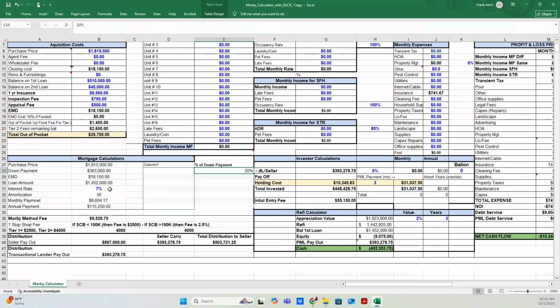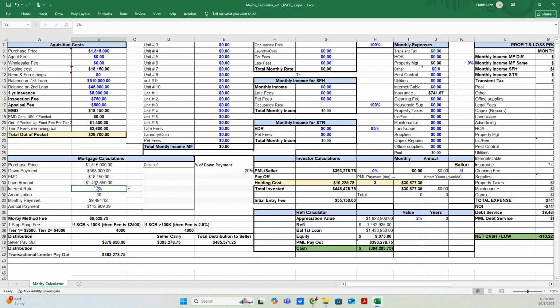And then over here, you'll see that the 20% is 363,000, the loan amount. Actually, you know what? I'm missing something. It needs to be this too.